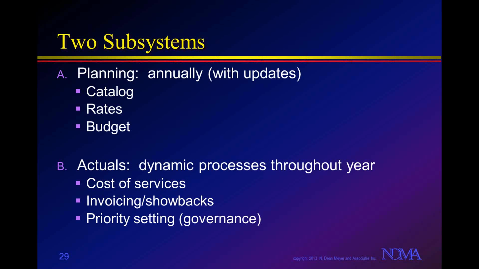So when we look at internal market economics, there are two major subsystems. There's the planning subsystem, which happens typically once a year. In government, it's sometimes every other year. Some people do midterm updates. But let me just, for talking purposes, say it's annual.